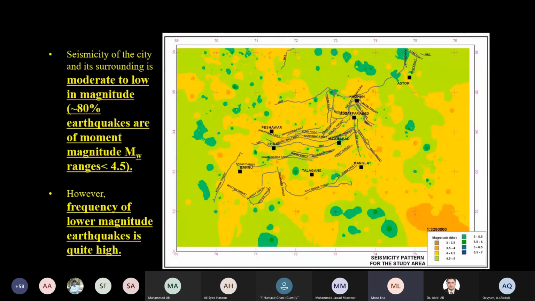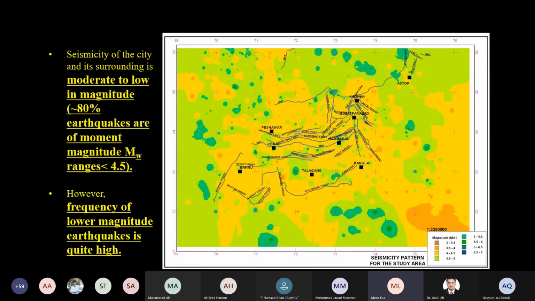Now this is showing the distribution of magnitude contouring, and the color coding clearly shows that moderate to low magnitudes make up 80% of the overall northwest Himalayan fold and thrust belt. However, although their magnitude is not so high, as I said, our catalog depends on the data obtained from 1905 to 2007.